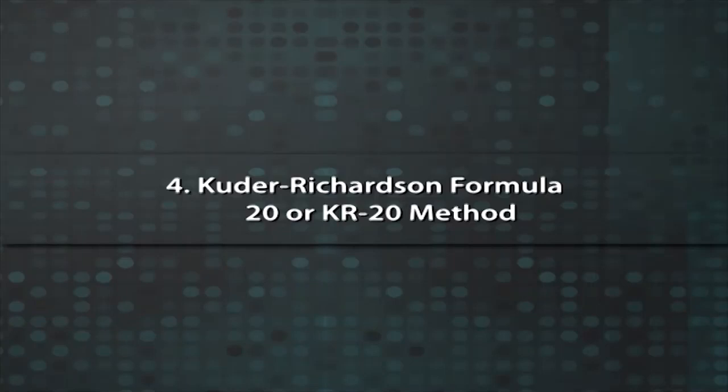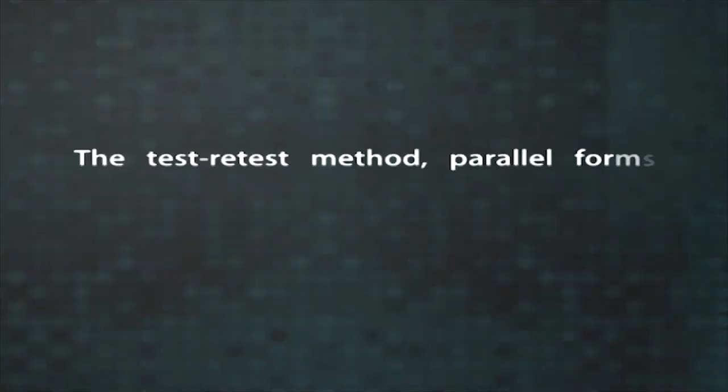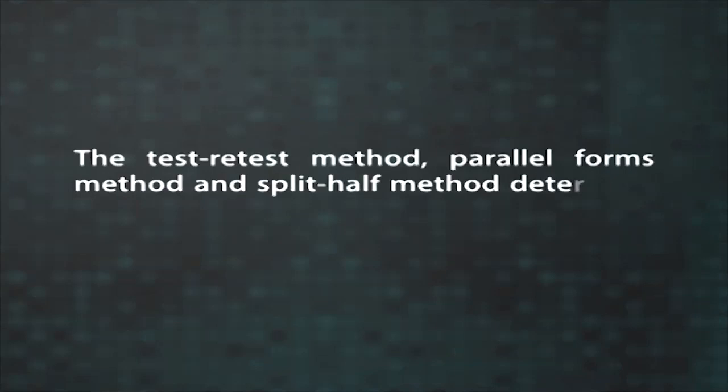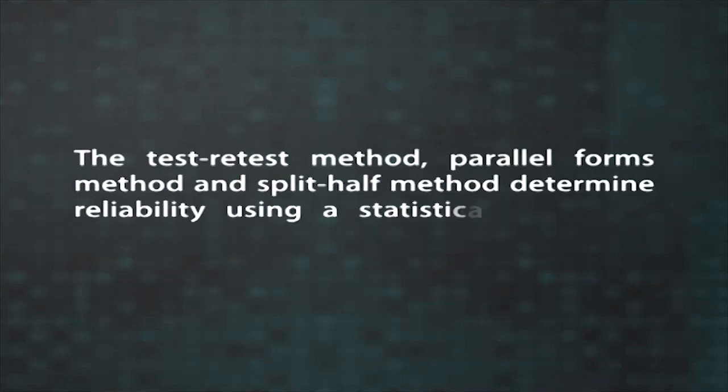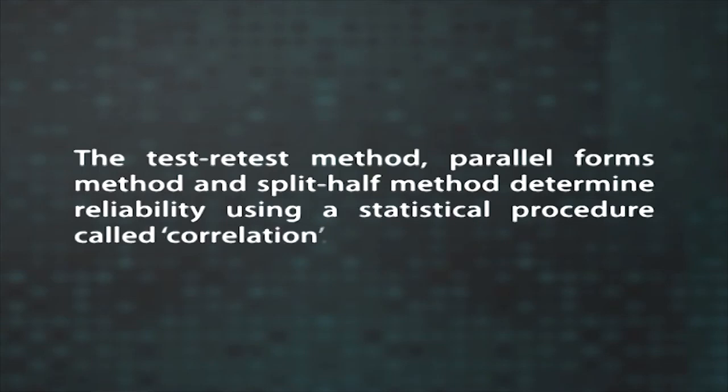Kuder-Richardson formula or KR20 method. The test retest method, parallel forms method and split half method determine reliability using a statistical procedure called correlation. In order to carry out these methods, teachers and test developers should have good knowledge in many statistical concepts and procedures. Those who are not familiar with statistics may find these methods difficult to execute.